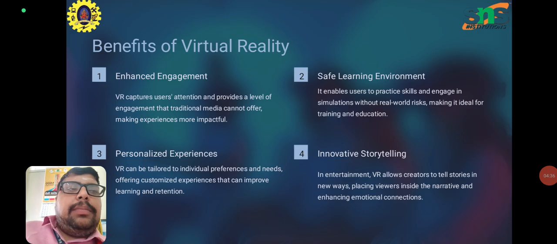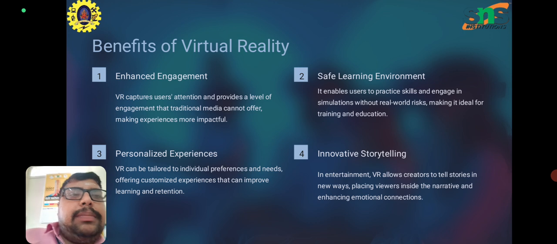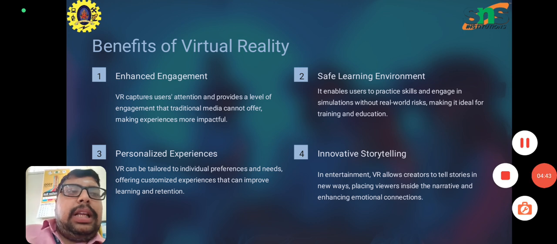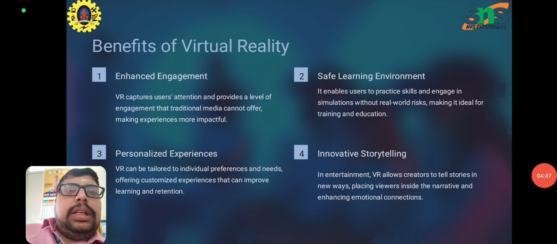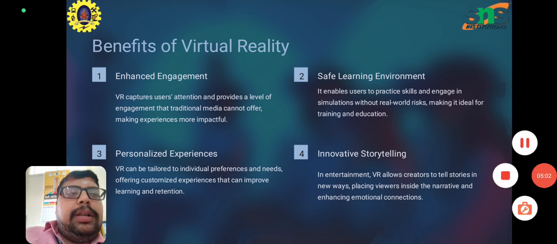Next, we will look at the benefits of VR. The first benefit of VR is enhanced engagement. Next, we have a safe learning environment, personalized experiences, and innovative storytelling. Enhanced engagement provides attention and engagement that traditional media cannot offer, making the experience more impactful. Next, we have personalized experiences, and a safe learning environment.